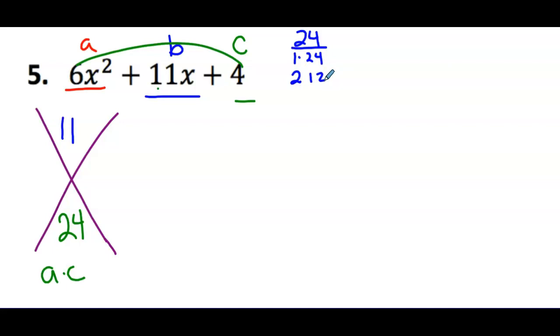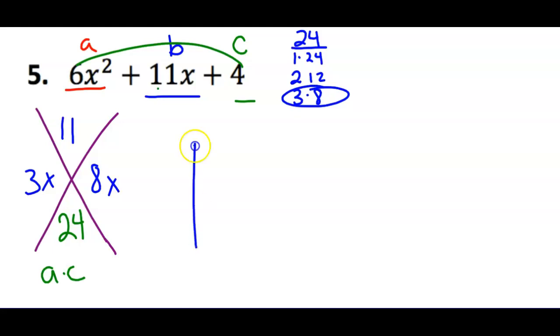Okay. 3 times 8. Ooh, 3 times 8 adds to 11, right? 3 plus 8 is 11. So there we go. That's the factor that I need to use. So this is going to be 3x, and this is going to be 8x. Okay? So now I need to set up my diamond.